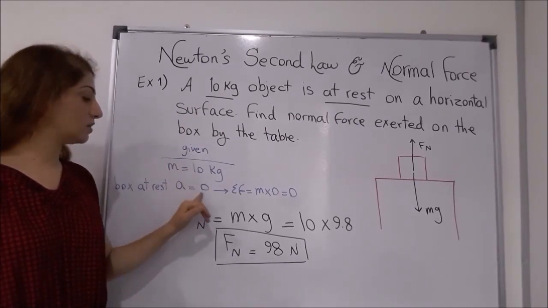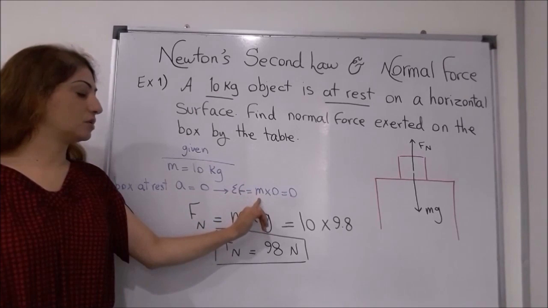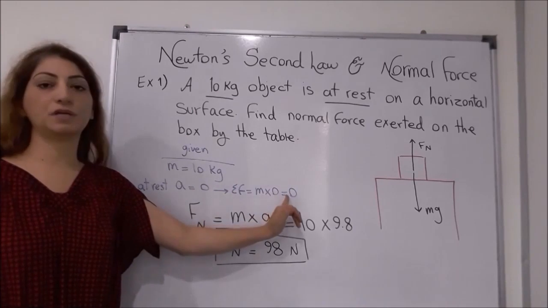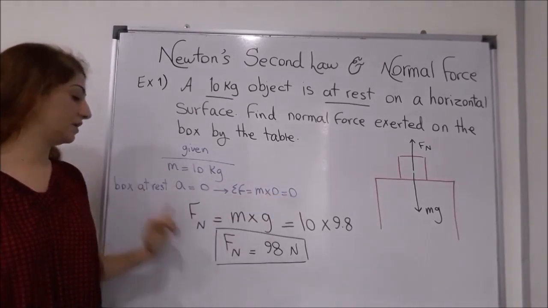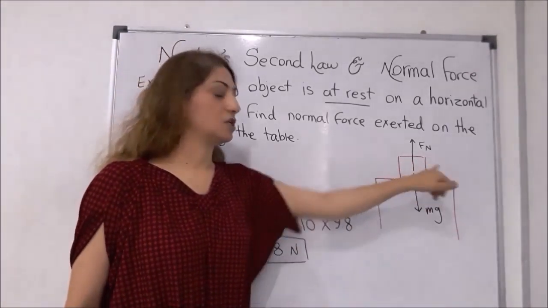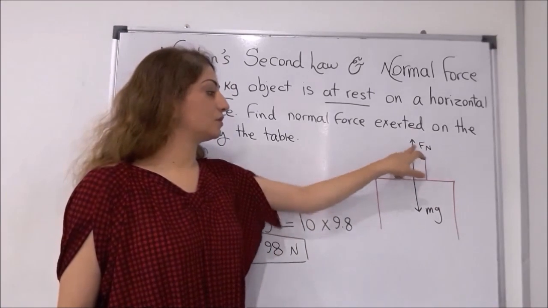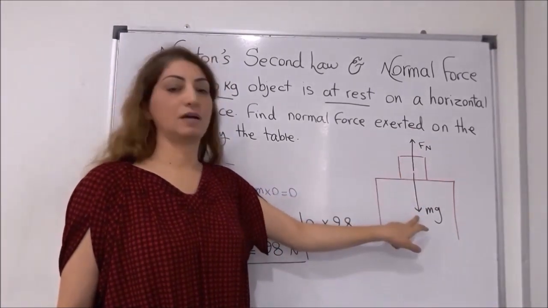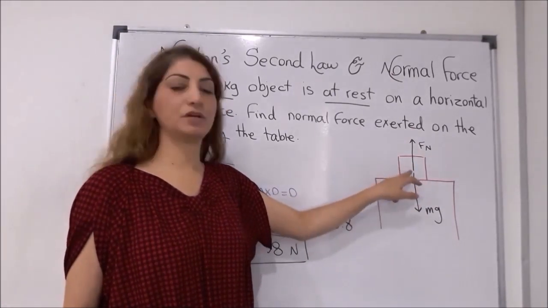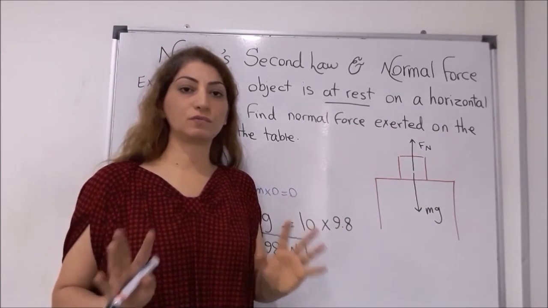So a equals zero, and the sum of the forces, which is equal to mass times acceleration, should also be zero because the acceleration is zero. It means that the box is not moving. You can see the diagram here: the box is resting on the top of the table, and the tabletop is horizontal. So there are two forces here. One force is the force of weight, which is downward. And the other one, in the opposite direction to the weight of the object, is called a normal force. There are no more forces, and both forces should be equal.